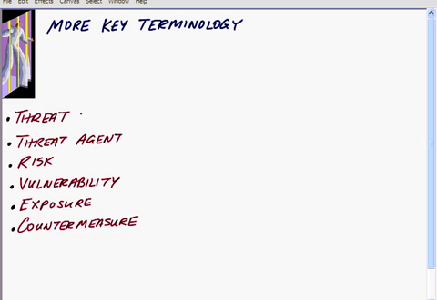Here's some more key terminology, some areas you should take some notes on. First of all, a threat. A threat is anything that can exploit a vulnerability. And of course, a vulnerability is a weakness in a system or your network security or data security. A threat is any potential cause of an incident.